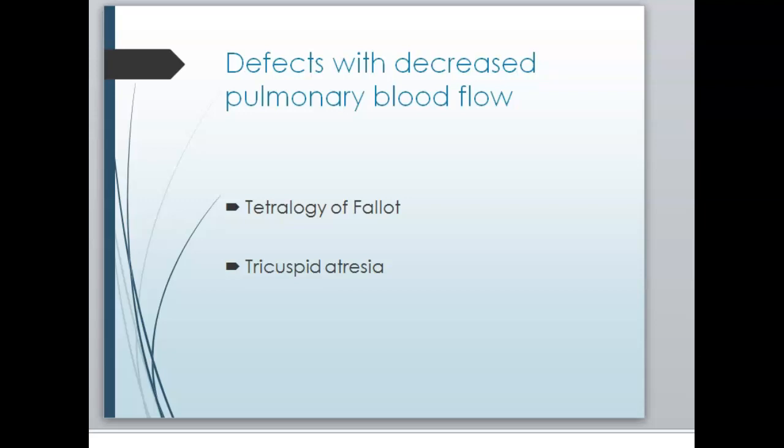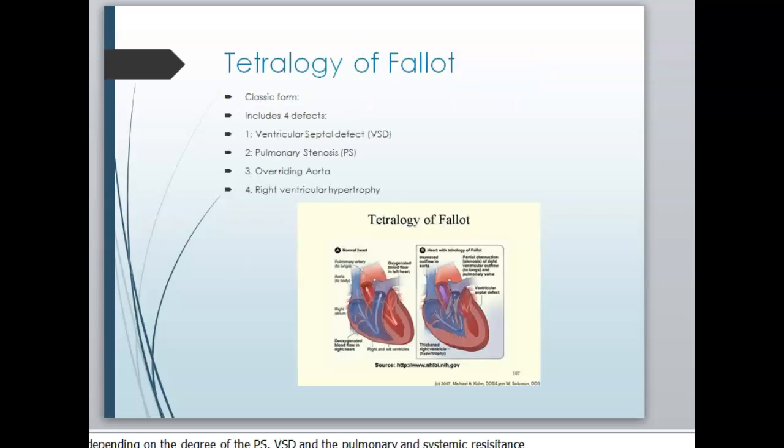So we've just discussed defects that would increase pulmonary blood flow. Now let's discuss defects that produce decreased pulmonary blood flow. Those include tetralogy of Fallot and tricuspid atresia. Tetralogy of Fallot in the classic form includes 4 defects. First, a ventricular septal defect.